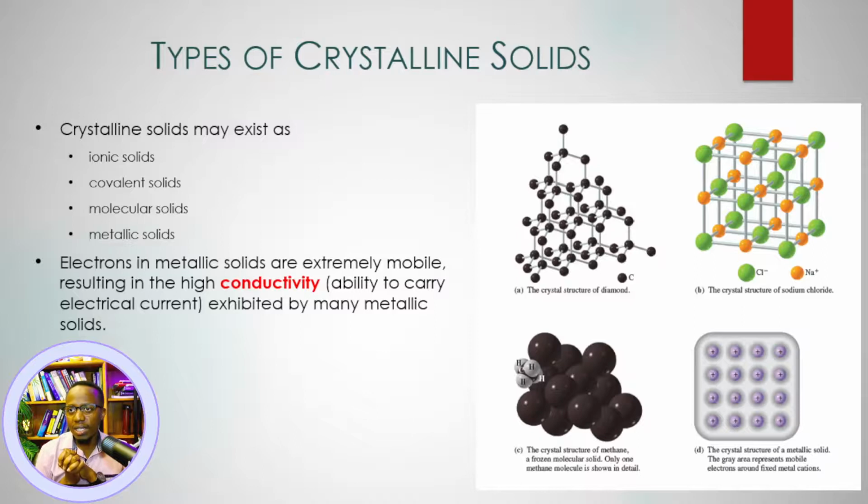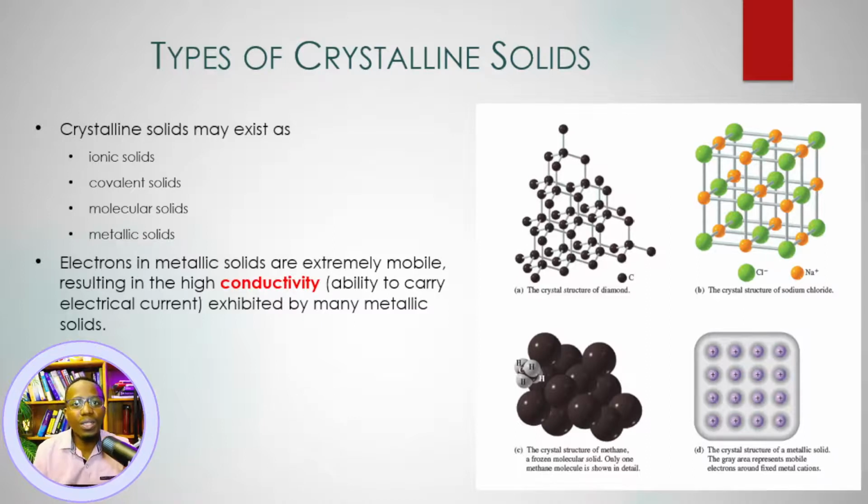The first one is a diamond crystal. That's how it's organized. Those are carbon atoms, by the way, right? Carbon atoms are connected together like that. The second one is salt, sodium chloride, and it's made as a cube like that. All right, and down there you have methane, and then you also have metals, right? D is a metal structure.